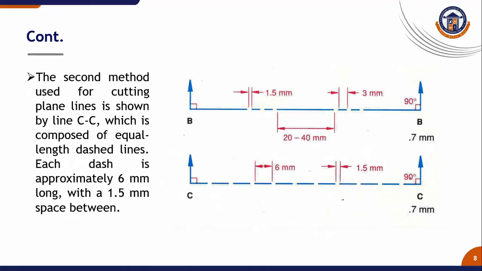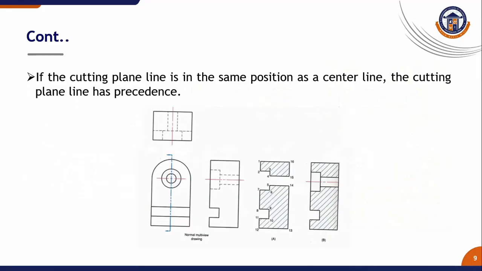The second method used for cutting plane lines is shown by CC lines. The image shows CC as one of the examples of a cutting line, which is composed of equal length dash lines. Each dash is approximately 6 mm long with a 1.5 mm space between. These are a few examples of cutting lines. If the cutting plane is in the same position as a center line, the cutting plane line has precedence. For example, the image shown below is an example of cutting plane lines.